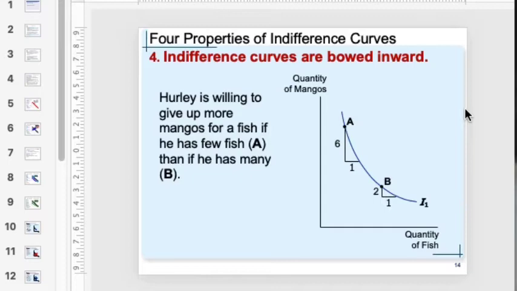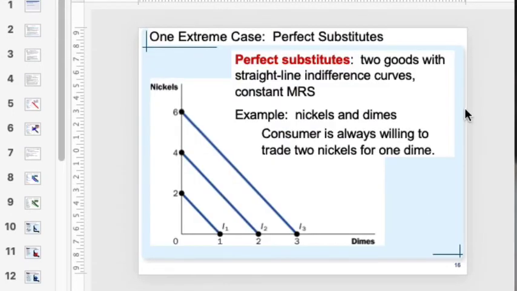What happens when these two things are perfect substitutes or perfect complements? Perfect substitute का मतलब है कि you can just give one up for the other one, and the perfect complement का मतलब ये है कि they have to be used together. In the case of perfect substitutes, which is a nickel and a dime, 2 nickels is equal to 1 dime.